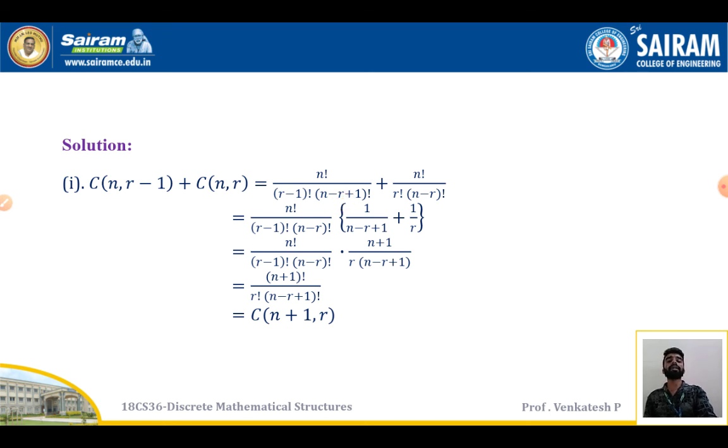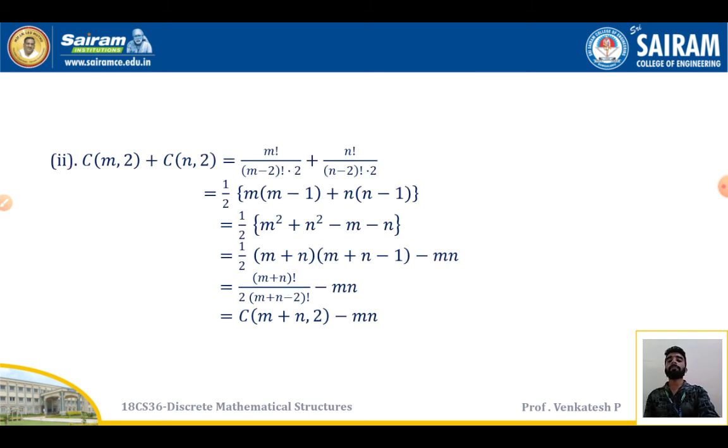From this equation I'm taking n factorial by (r minus 1) factorial, (n minus r) factorial as common factor. The remaining is 1 by (n minus r plus 1) plus 1 by r. On taking LCM I'll be getting n factorial by (r minus 1) factorial, (n minus r) factorial into (n plus 1) by r into (n minus r plus 1). By combining n plus 1 into n factorial, I'll be getting (n plus 1) factorial, and by combining r into (r minus 1) factorial, I'll be getting r factorial, and combining (n minus r plus 1) into (n minus r) factorial, I'll be getting (n minus r plus 1) factorial. It will be equal to what? C(n plus 1, r).